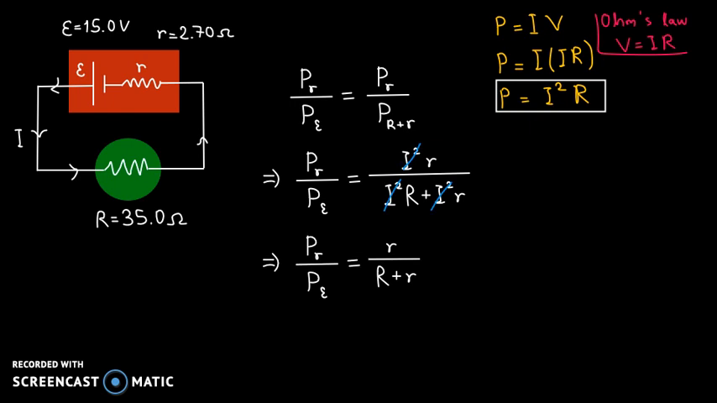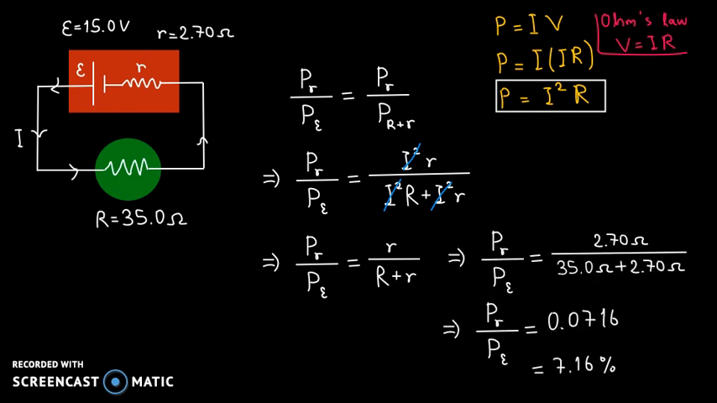Now let's go ahead and plug in the numerical values and calculate. Here's the numerical result. So 7.16% of the power delivered by the EMF is dissipated by the internal resistance of the battery, and the rest of the power goes to the light bulb.